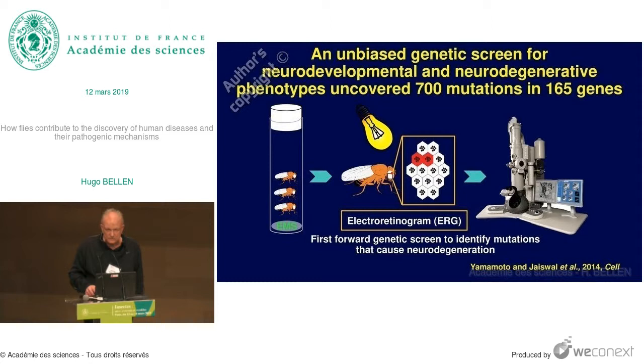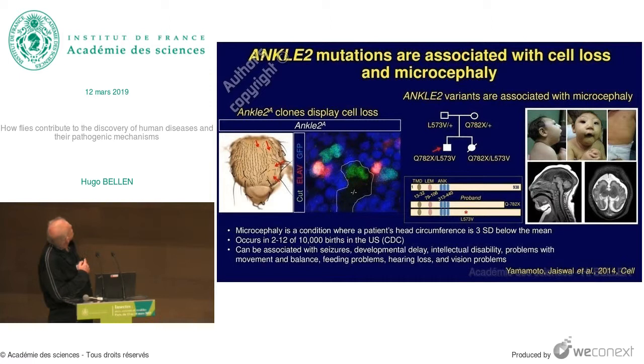And so the screen here was actually not the ERG screen. The same mutations were also screened in the thorax for the loss of bristles. And as you know, the bristles of the insects are peripheral nervous system organs. And in the clones, they lost these bristles. And when you look at the clones with confocal microscopy, what you see is that there is a loss of glia and neurons in these clones.